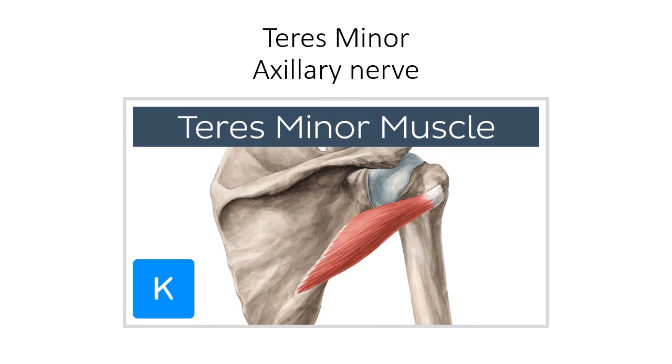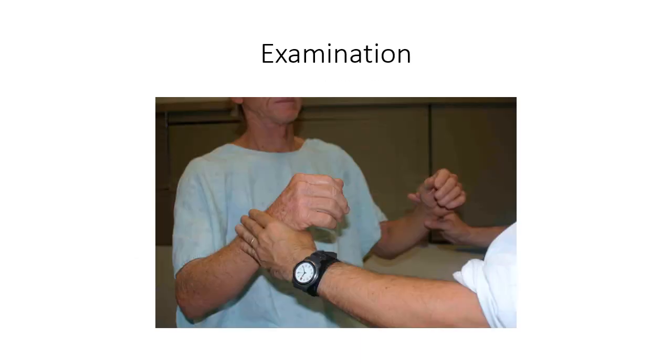Teres minor. Origin is from the infraspinous fossa. Insertion is on the greater tuberosity, nerve supply, axillary nerve. Function is external rotation of the arm while the arm is abducted from the body. So the same way we examine the infraspinatus, external rotation of the arm, but here we do external rotation while the arm is 45 degrees abducted from the body.